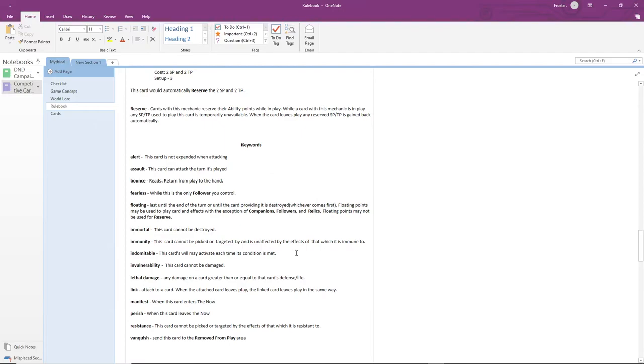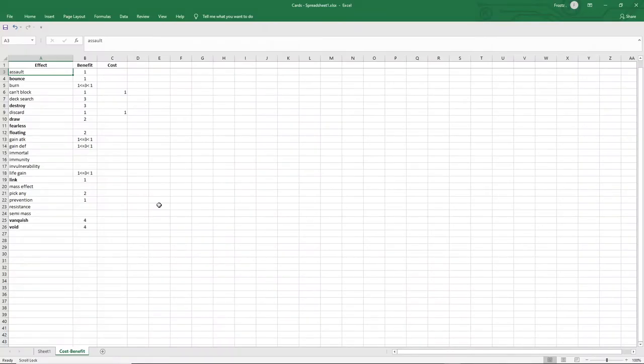And what I'm going to do now is hop over to Excel. All right, so we're in Excel. Now, what I did is I went ahead and added some more effects. The keywords that we just went over, I added those here and assigned them either a cost or benefit. I also put in some more effects, which may not be keywords, but may be on a lot of different cards.